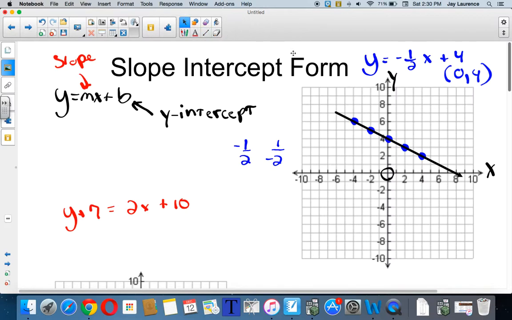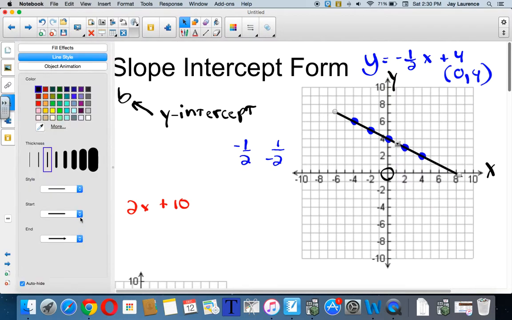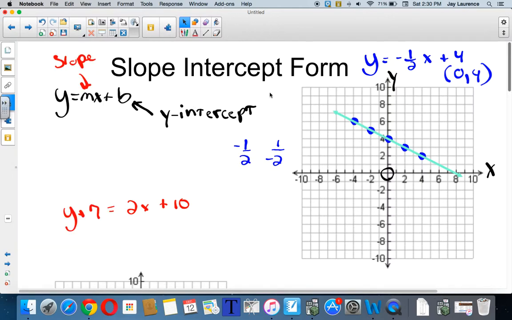I know in school, on my smartboard, I have a hard time getting the line to show up, so I just draw it by hand, but on this one, it'll be quite simple to do. And let's change the color on that. There we go.